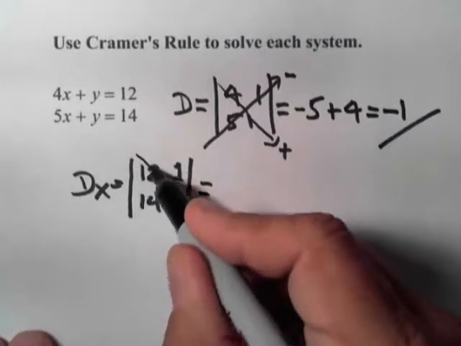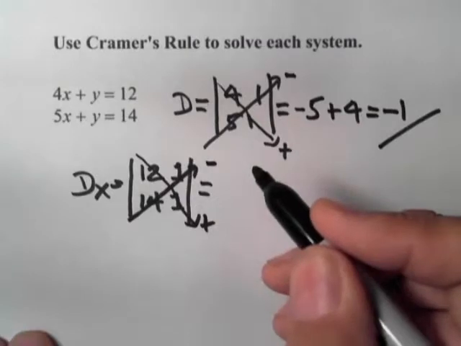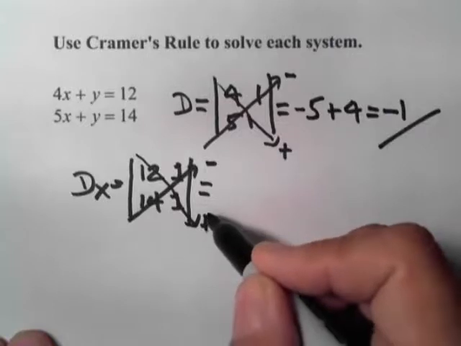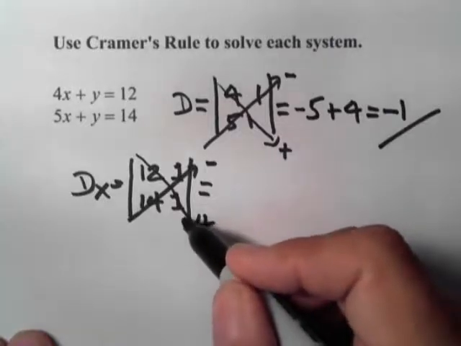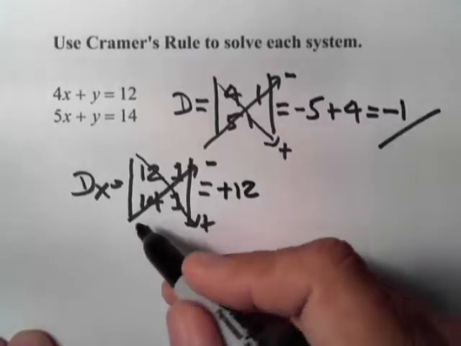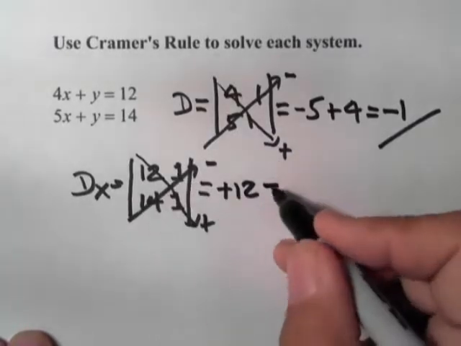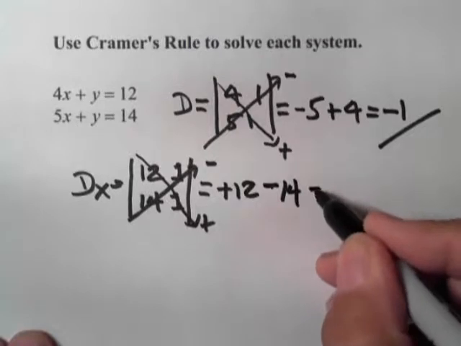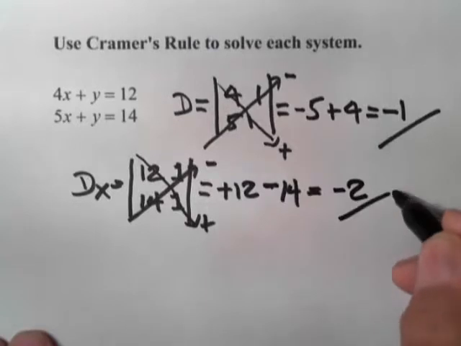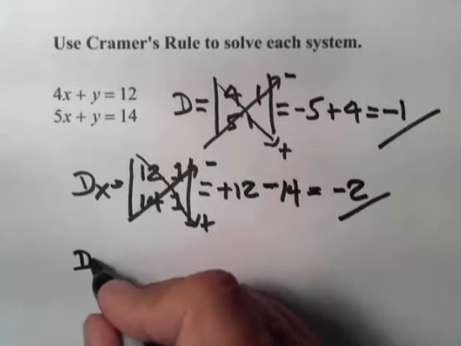Okay, once again, going downward is an extra plus, going upward is an extra minus. So let's see, if I take the one going upward first, no minuses, so it's going to be plus 12. The upward one here, a single minus. And 1 times 14 is 14. So the D sub x equals negative 2.